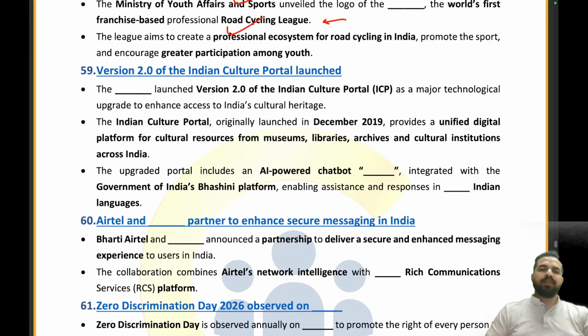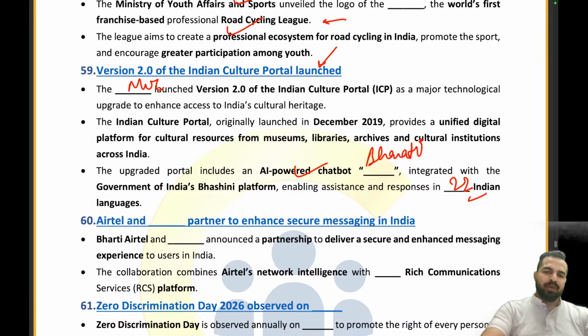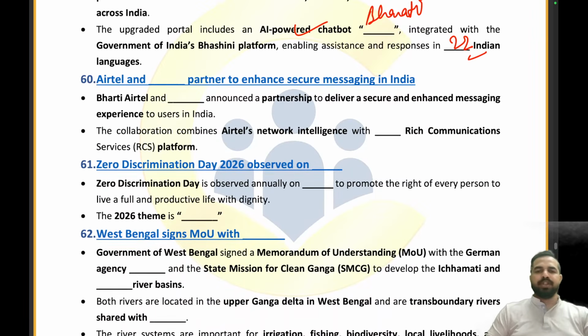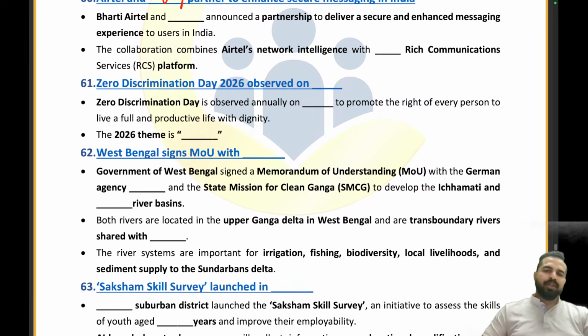Version 2.0 of the Indian Culture Portal has been launched by the Ministry of Culture. It has an AI powered chatbot, that is Bharati. And how many Indian languages does it support? 22 Indian languages. Airtel has partnered with which organization to enhance secure messaging in India? Google. Clear. Zero Discrimination Day is observed on which date? On 1st of March. 1st of March is the right answer.